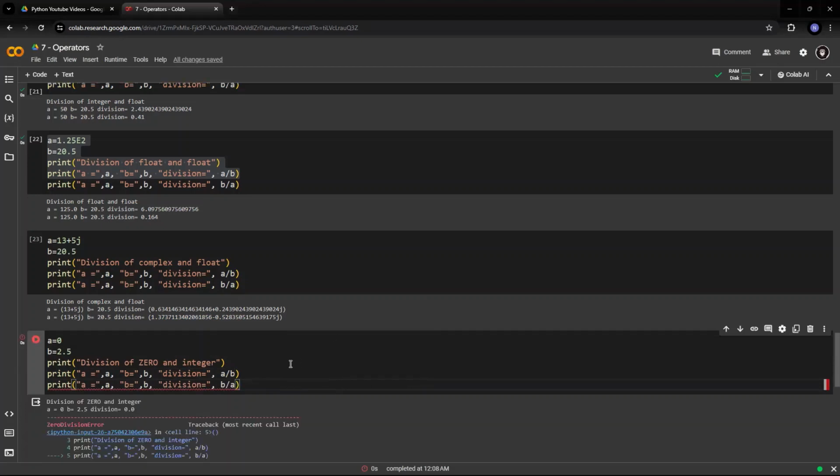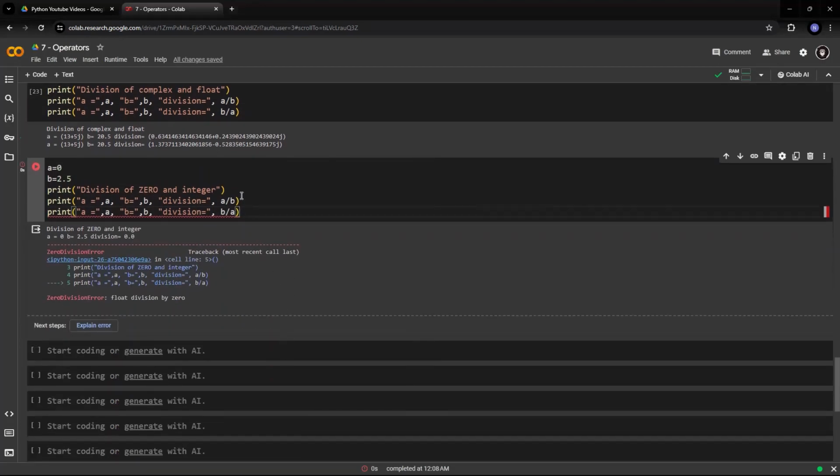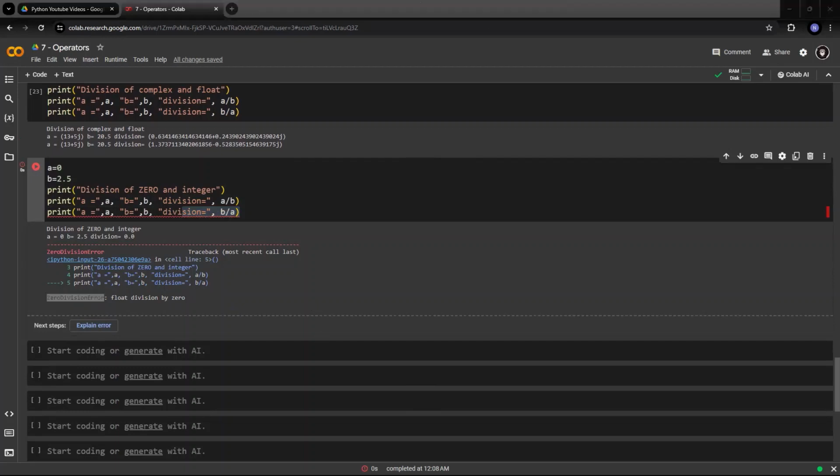See this. So the first one is giving me a result, which is a 0, because if we divide 0 by any number, it will always come out with 0. But if we try to divide any number by a 0, then it will come up with a zero division error, which is the way it is, infinity. So you cannot divide anything by 0.